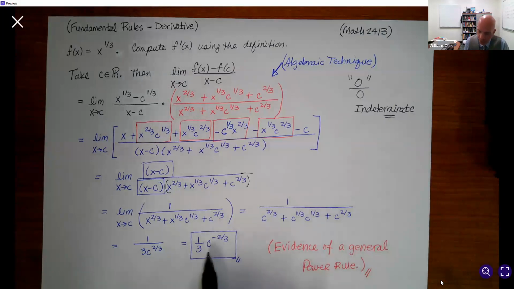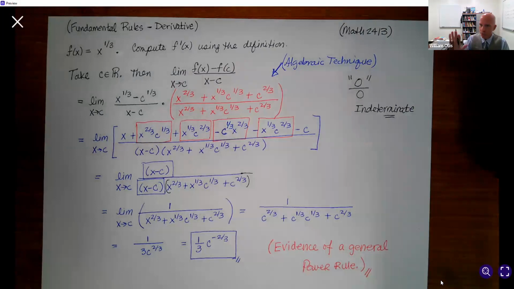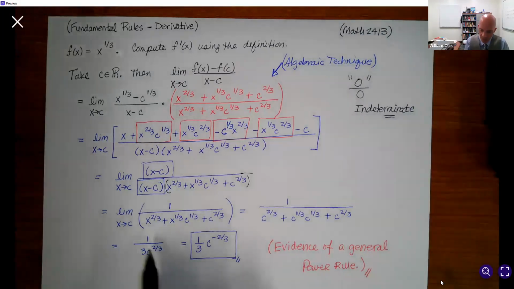Now, if you will, you can just say, okay, I'll just go ahead and bring the c to the 2/3 upstairs and the 1/3 right here. And so I've got 1/3 c to the negative 2/3. And what I've written here is evidence of a general power rule. This is a remarkable example of a more general result.